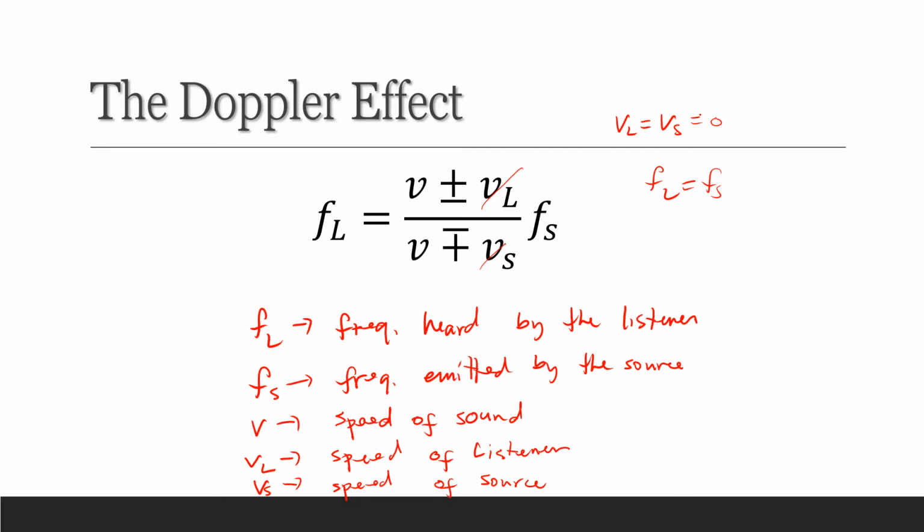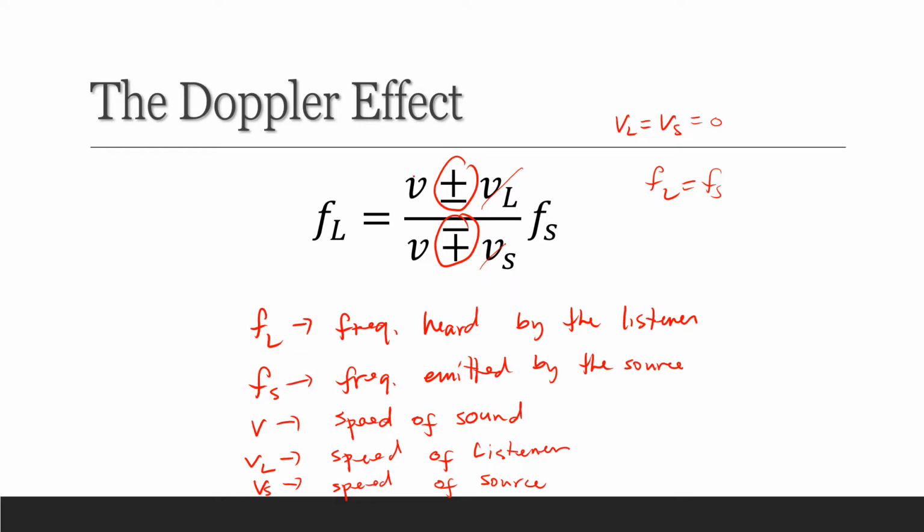Okay, so when the listener and the source are not moving, then the frequency FL is just equal to the frequency emitted by the source. And the plus-minus or minus-plus signs indicate the direction of the motion of the listener and the source. So we have to take note of that.